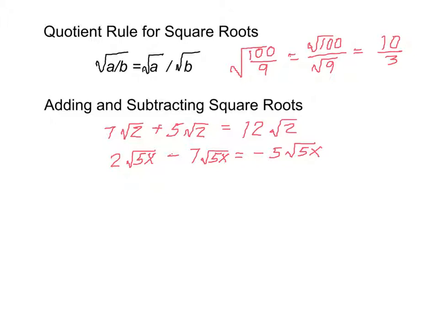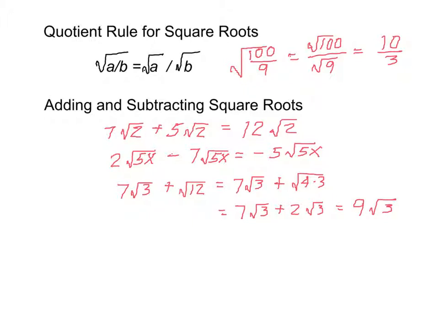Occasionally you're going to find situations where combining radicals at first appears to be impossible, but once you simplify one of the radicals, then it becomes possible. For example, let's say we had 7 times the square root of 3 plus the square root of 12. Initially, you'd look at that and you'd say, well, I can't combine the square root of 3 and the square root of 12. However, if you look closely, the square root of 12 is actually the square root of 4 times the square root of 3.